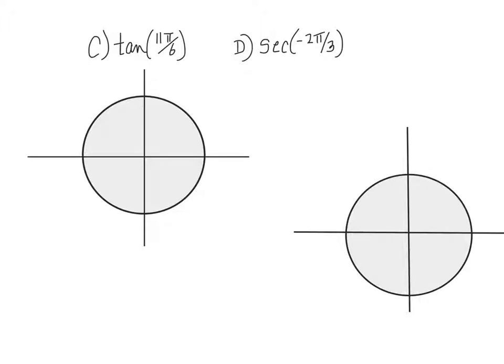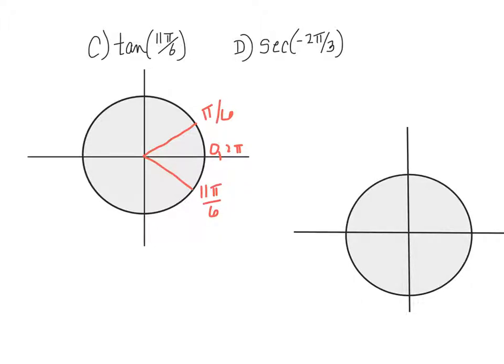Okay, let's take a look at two other examples. In C, we're asked to find the tangent of 11 pi over 6. What I want you to think about first on this one is, you already know from our previous work that pi over 6 is in our first quadrant. We've got 0 or 2 pi here, and then 11 pi over 6 is down here in the fourth quadrant. Hopefully you've built some relationships that allow you to know that quickly.